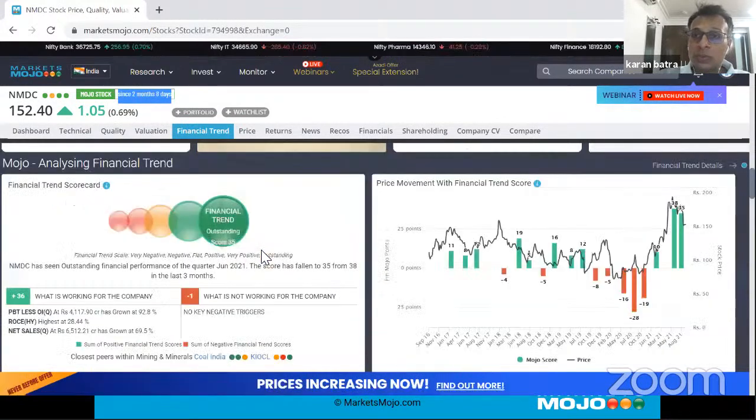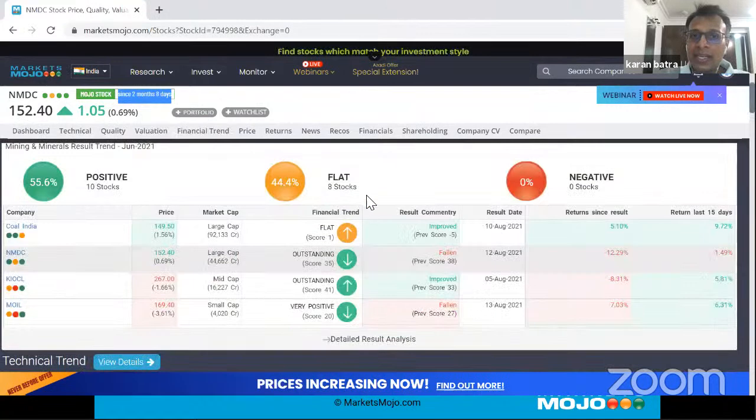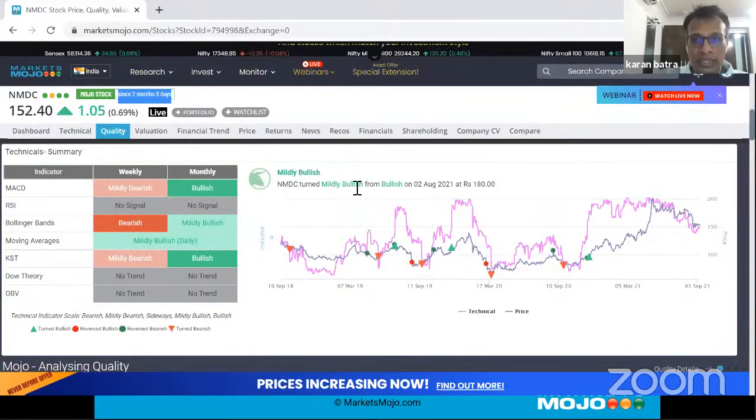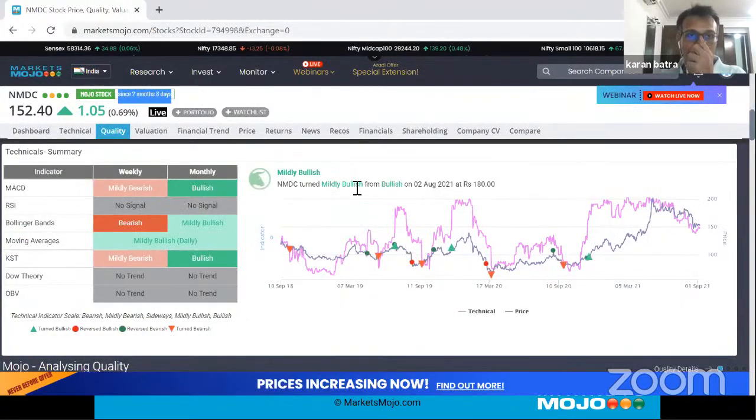The financial trend is outstanding in the company. So, the numbers have been very good. The financial trend has been outstanding. And technically, the stock is mildly bullish. But, I think where the concern is coming from is the stock has underperformed.